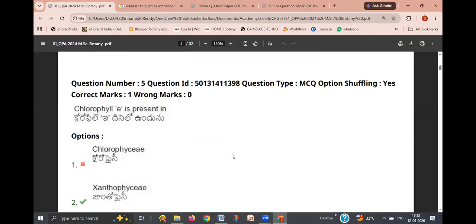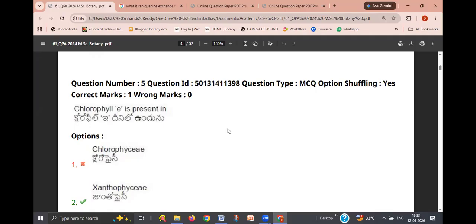Question is, chlorophyll E is present in. Chlorophyll, you know, that is a very important topic, and there are several questions regarding chlorophyll. Particularly, we know chlorophyll A, chlorophyll B, chlorophyll C, chlorophyll D, chlorophyll E. These are all different forms of chlorophyll. There are little structural changes. C55, H72, O5, N4, Mg. That is the molecular formula for chlorophyll A.